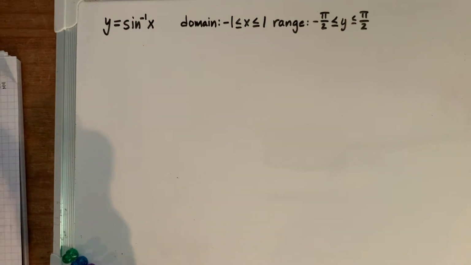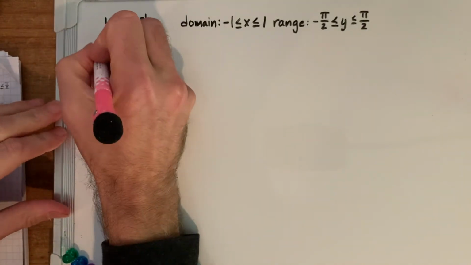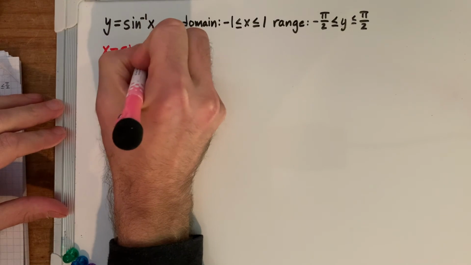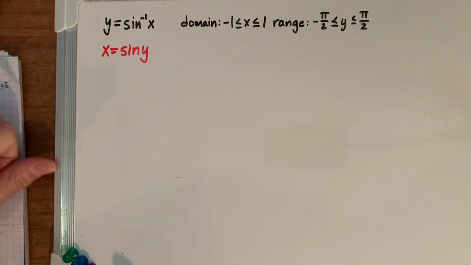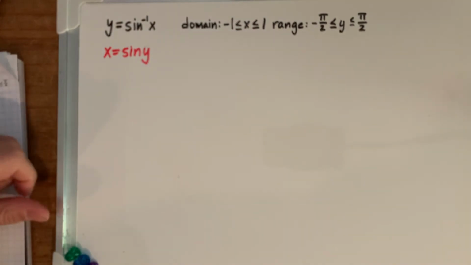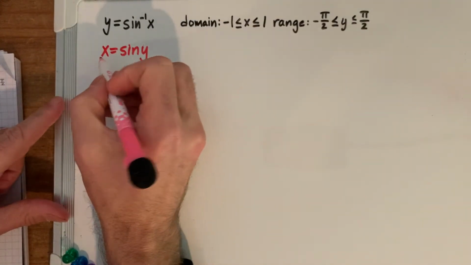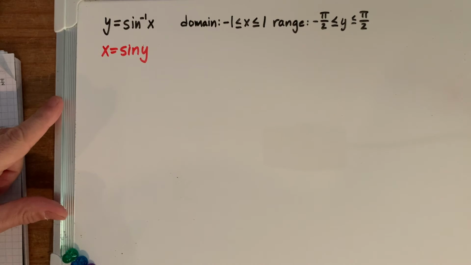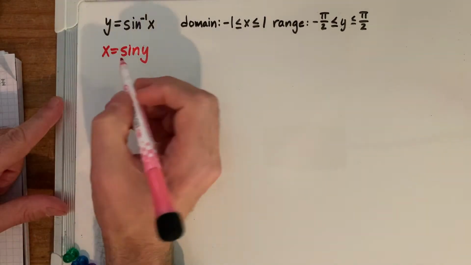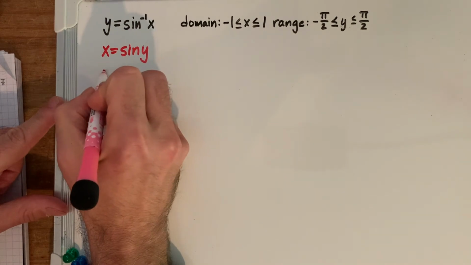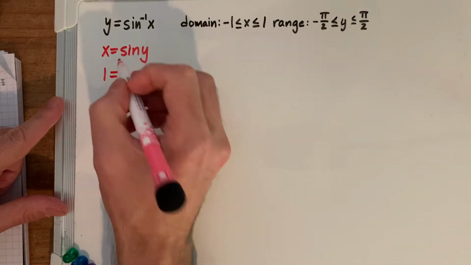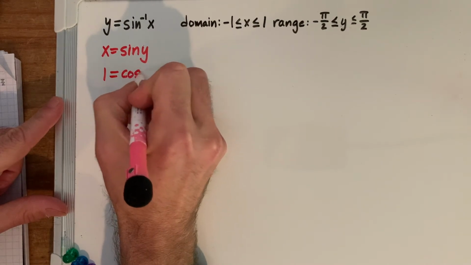So we're going to start out with saying if y is the inverse sine of x, then x must equal sine of y. This is just the definition of what an inverse is about. We're going to use implicit differentiation on each side. So we're going to take the derivative of each side with respect to x. The derivative on the left side is just 1. On the right side, the derivative of sine is cosine.